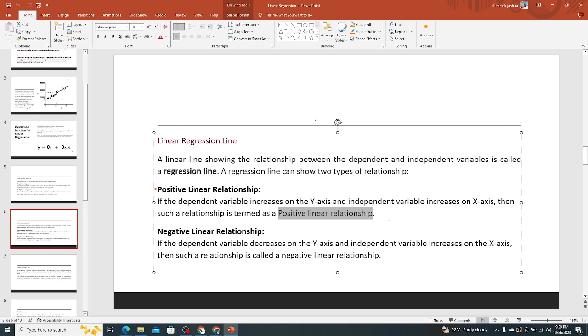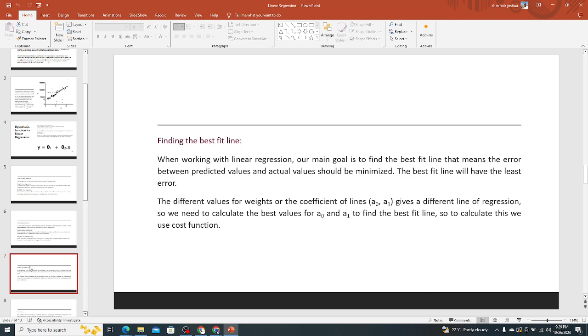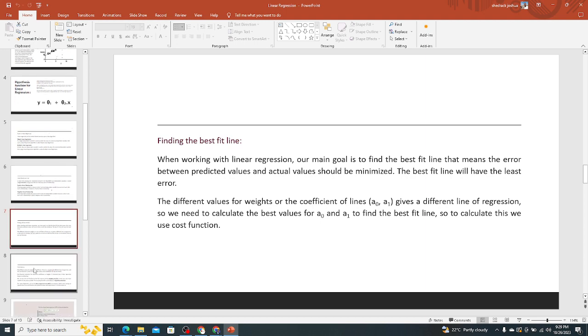For the negative linear relationship, as we had said, if the dependent variable decreases on the y-axis and the independent variable increases, you can see one is decreasing and the other is increasing. So of course the relationship there will be a negative linear relationship.